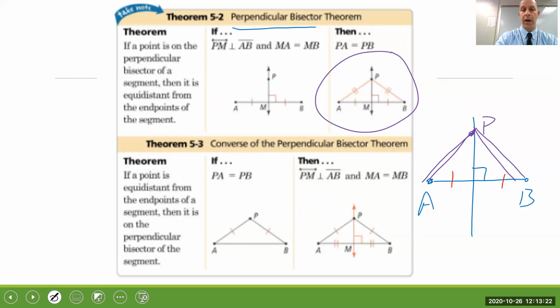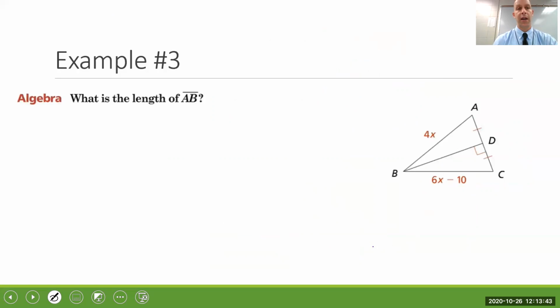So if you have a segment and a point not on that segment, and if it turns out that this distance is congruent to this distance, then it has to lie on the perpendicular bisector. And furthermore, this has to be congruent to this, which is again the perpendicular bisector characteristic. So let's look at that in an example. It says find the length of segment AB. So we're trying to find this length here.